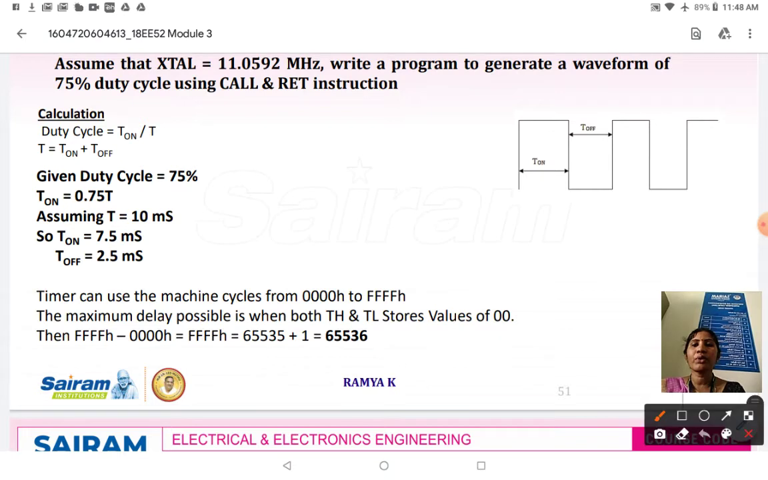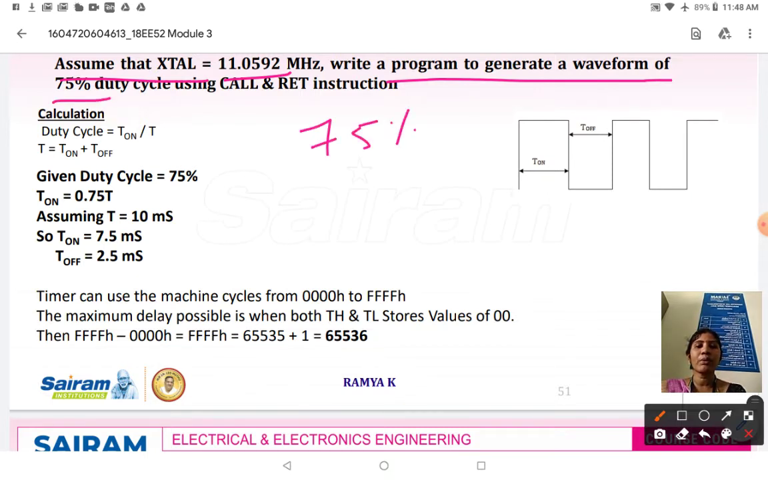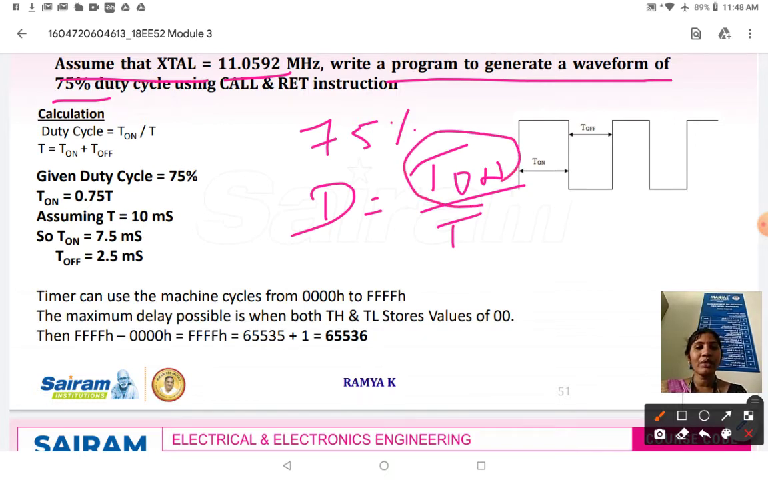Consider this program: assume the crystal oscillating frequency to be 11.0592 MHz, which is nothing but your microcontroller default frequency. We need to write a program to generate a waveform with 75% duty cycle. First, we should understand what is meant by duty cycle. Duty cycle D is equal to T on divided by the total time period, that is, how much on period is available among the total time period. So 75% duty cycle means T on divided by T is equal to 0.75.